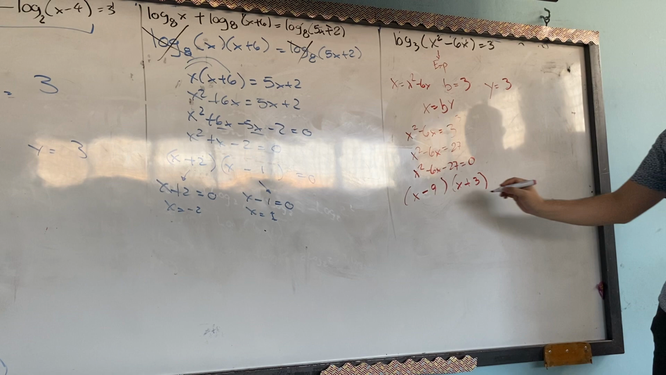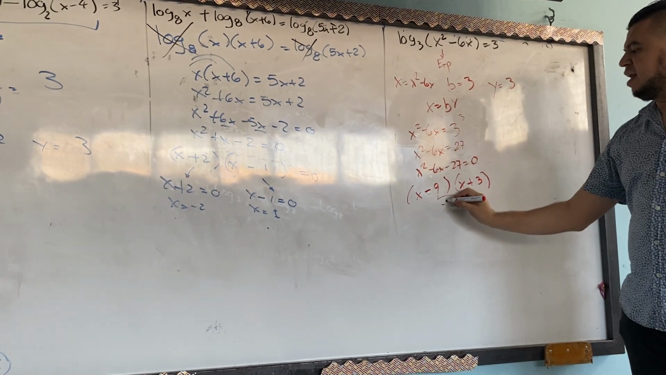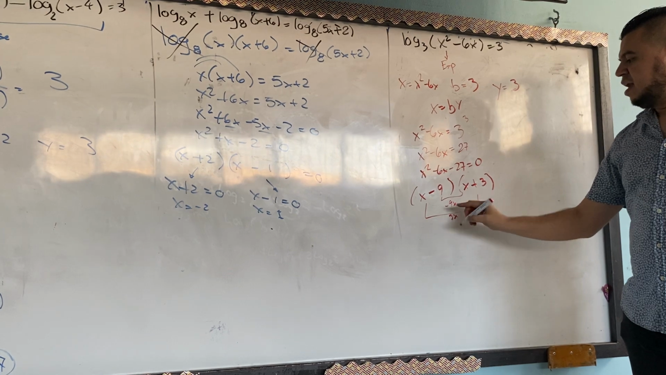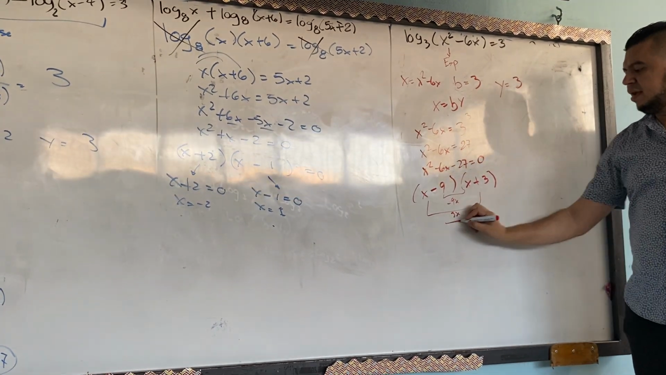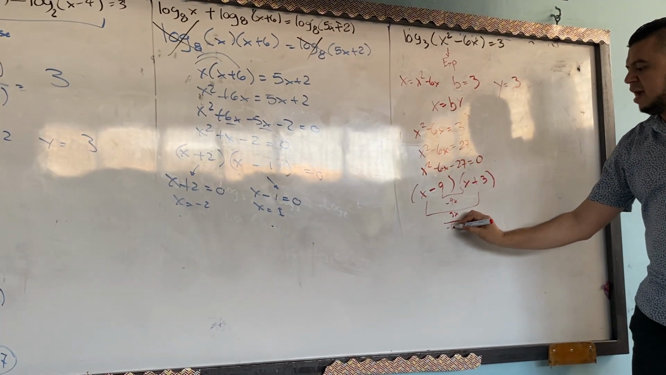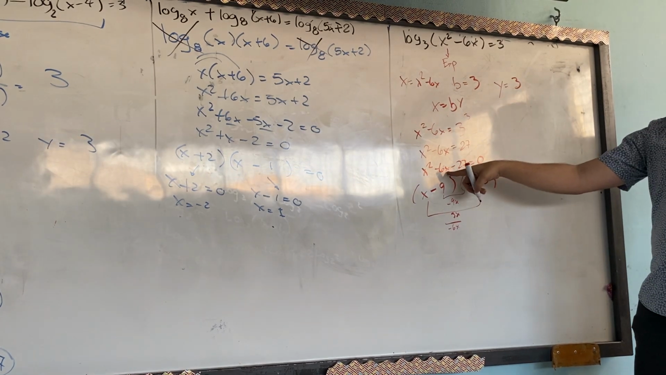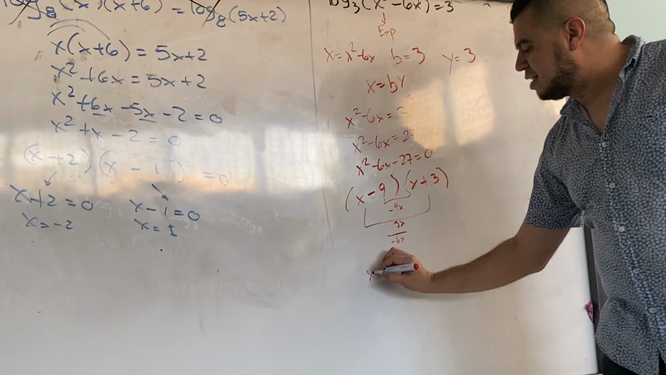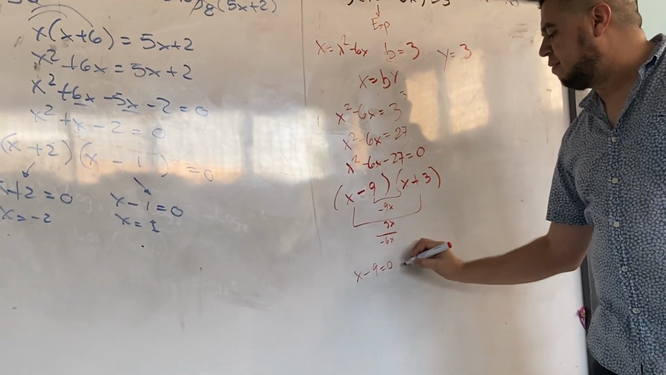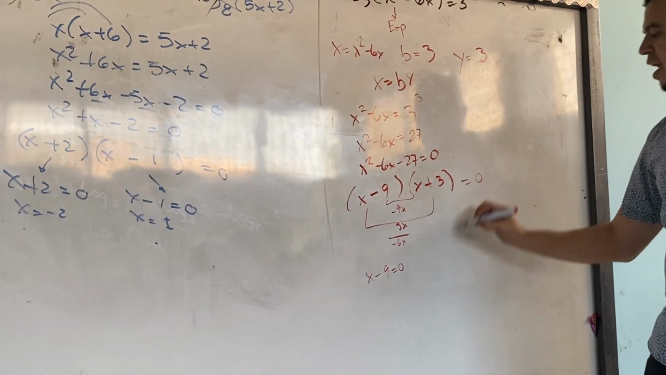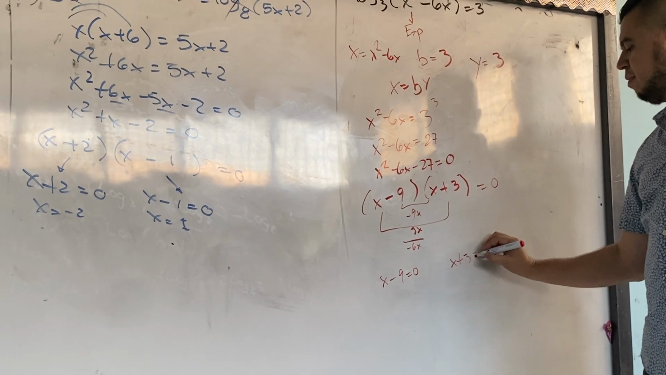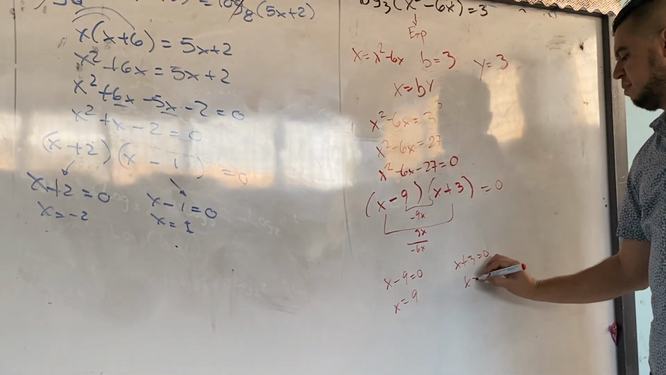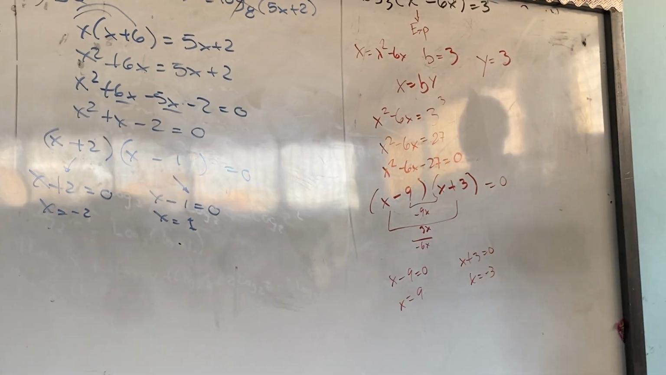If you want, we can make the shape, right? This is negative 9x, and this is positive 3x. Negative 9 plus 3 is equal to negative 6x, and this is the one that we have in the middle, right? Okay, so we have x minus 9 equals 0, and x plus 3 equals 0. x is equal to positive 9, and x is equal to negative 3. Okay?